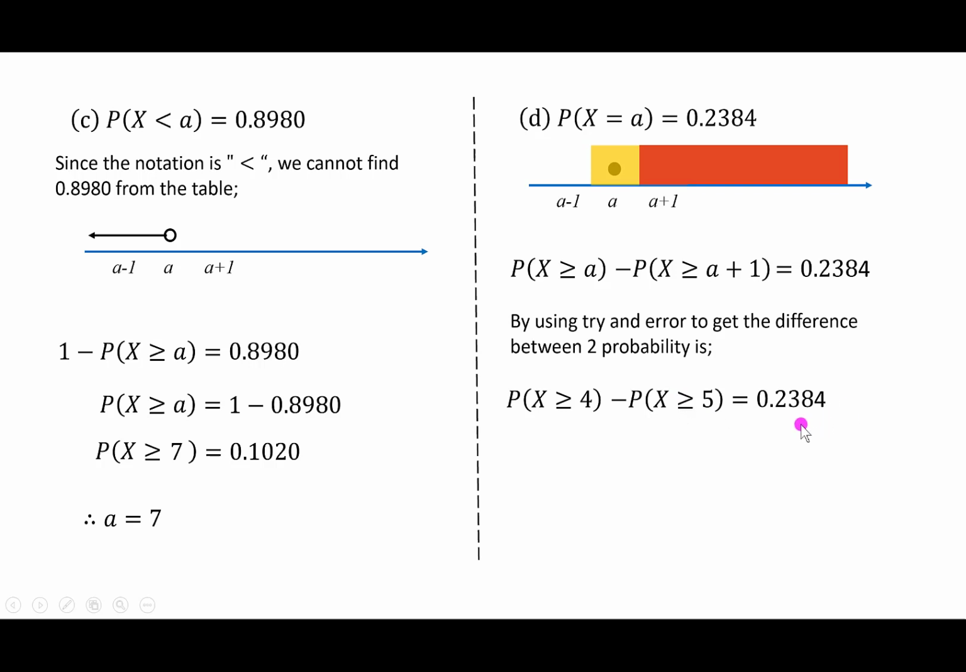So that we can get the answer, which is 0.2384. So if we compare, we can get A is 4. If we compare A plus 1 equal to 5, we also get A equal to 4.